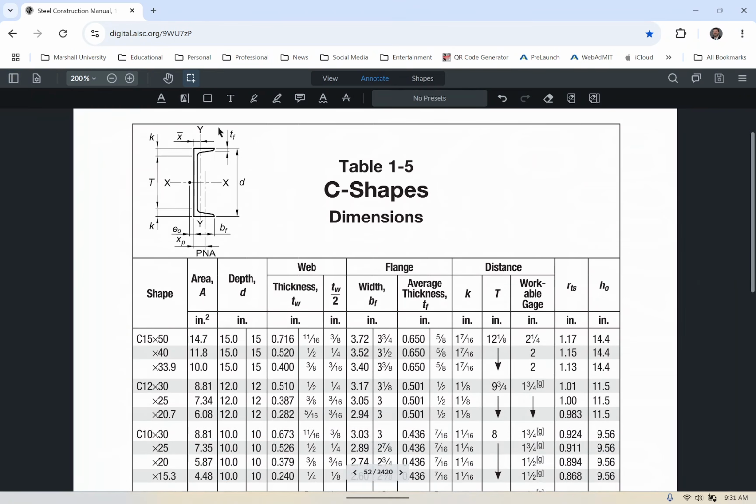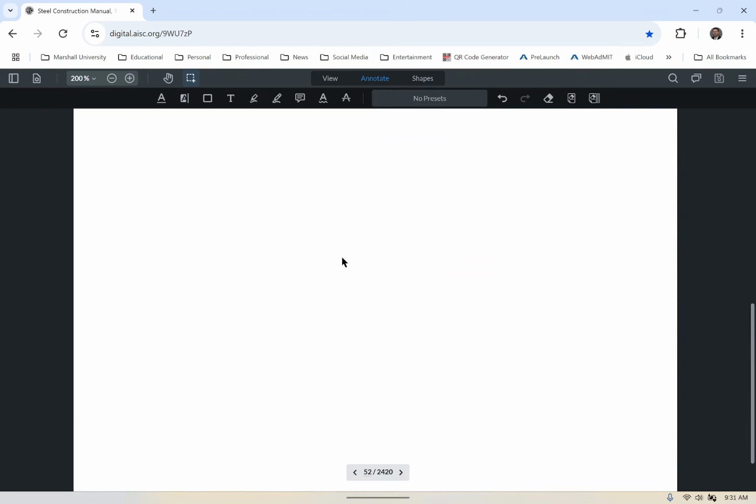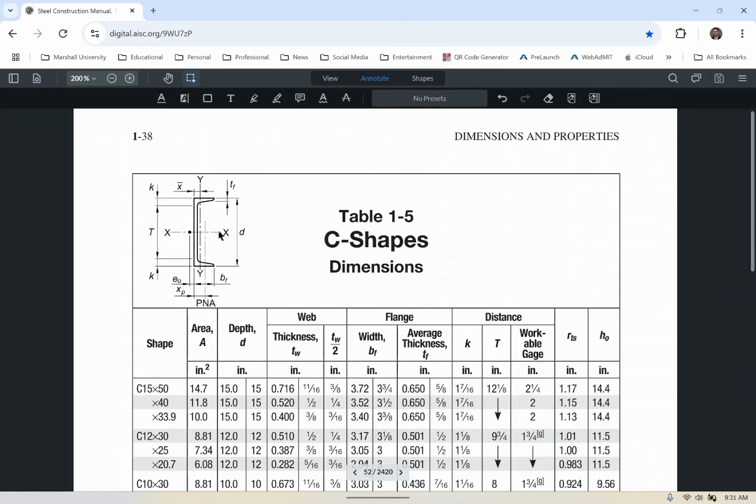So what was it, a C10 by 30? Okay, so this is the left page. This is the right page. But actually, let's look at this diagram right here. Let's look at this. Okay, so I'm trying to determine the distance from the connected face to the centroid.